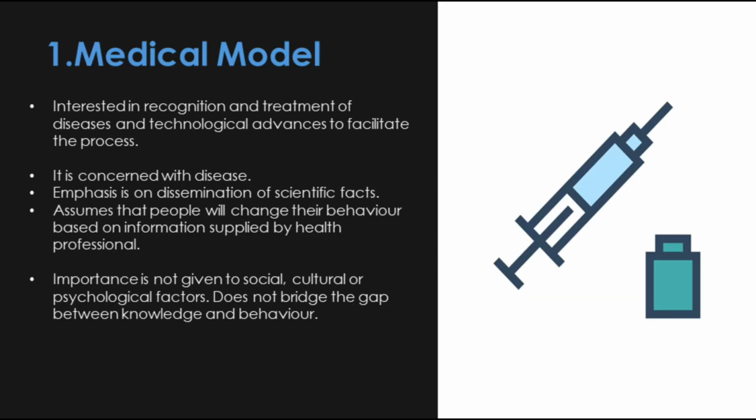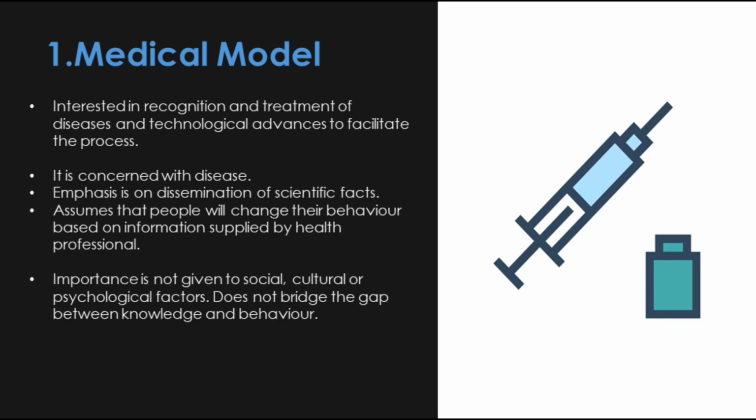So first model is medical model. Medical model primarily deals with recognizing diseases and treating them using scientific methods and medical technology. It is more disease focused. This model places a strong emphasis on the scientific fact. So it is about dissemination of the information. So the assumption here is that if people are informed about the health risk, they will change their behavior. For example, if we tell people that smoking causes lung cancer, the model assumes that they will stop smoking.